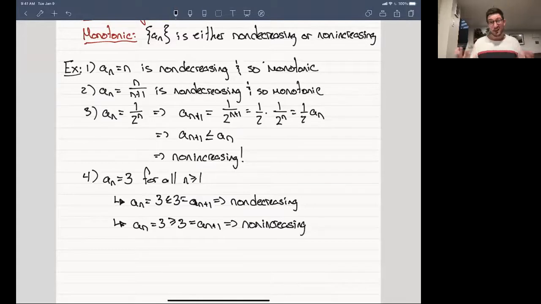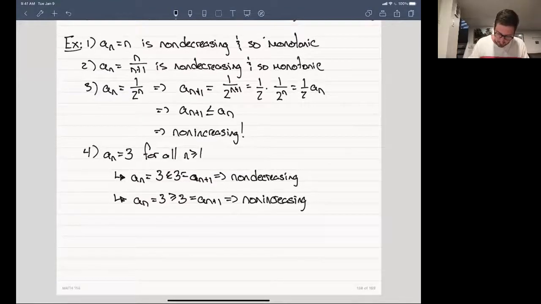And so you can actually prove that a sequence that's both non-decreasing and non-increasing has to actually be constant. And we're seeing that in action right here, right? This constant sequence is both non-increasing and non-decreasing. It's like super monotonic because it's constant. It's not going anywhere.